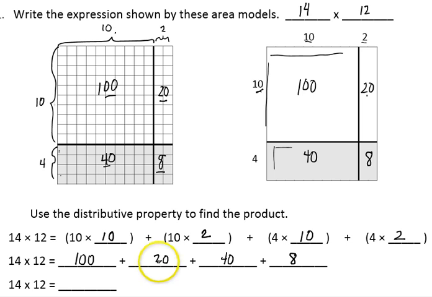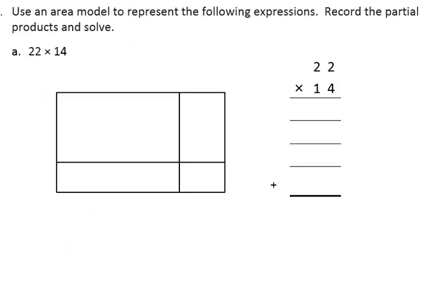100 plus 20 is 120, plus 40 is 160, plus 8 is 168. So 14 times 12 is 168, and that's the area of the entire rectangle. We're going to do a similar thing on this problem, except we're not going to use the grid, and we're going to write our partial products vertically. The problem is 22 times 14.